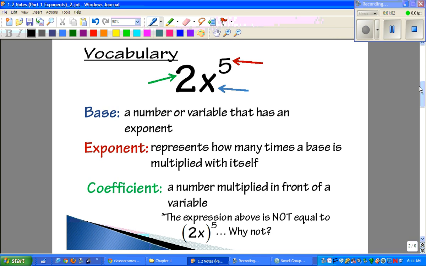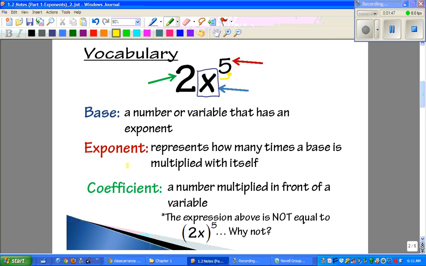If you notice, it has three parts. The first part that we're going to talk about is called the base. The base is the number that is right underneath the exponent. The definition says it's a number or variable that has an exponent. Next is the exponent. The 5, that little guy, represents how many times a base is multiplied by itself. So the 5 is telling me exactly how many x's we have.